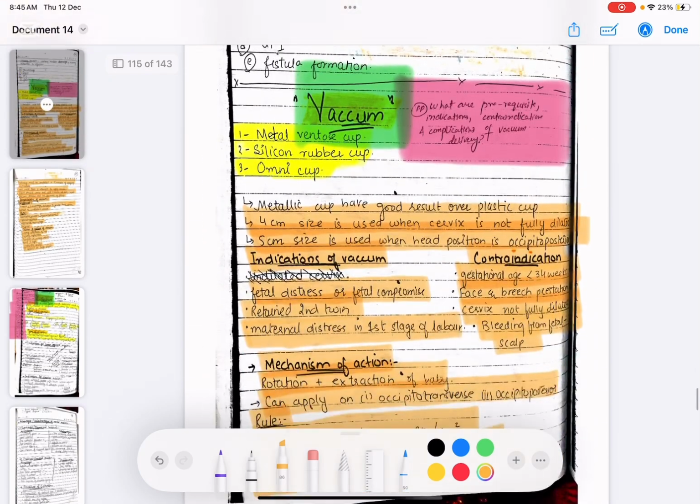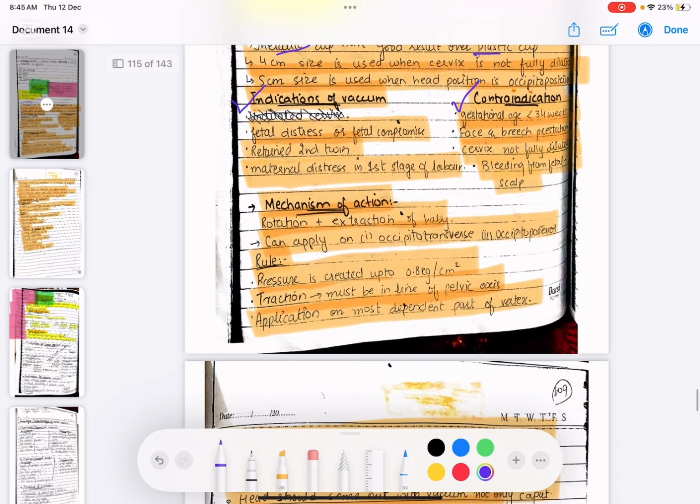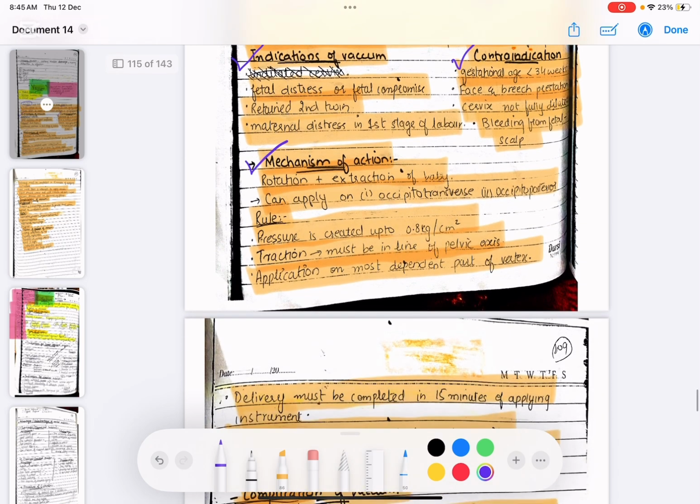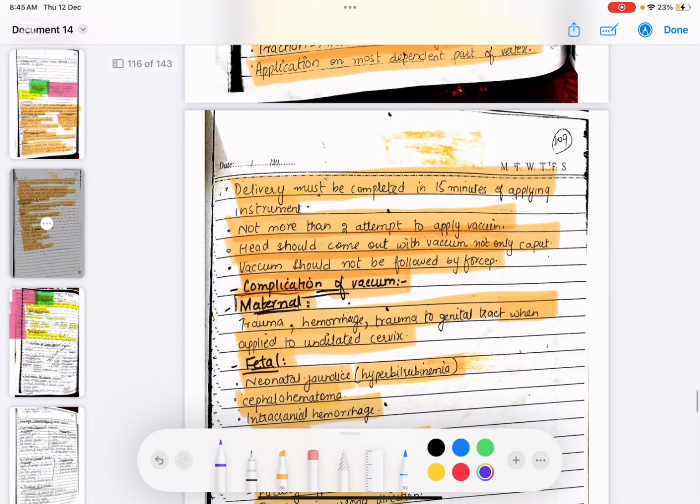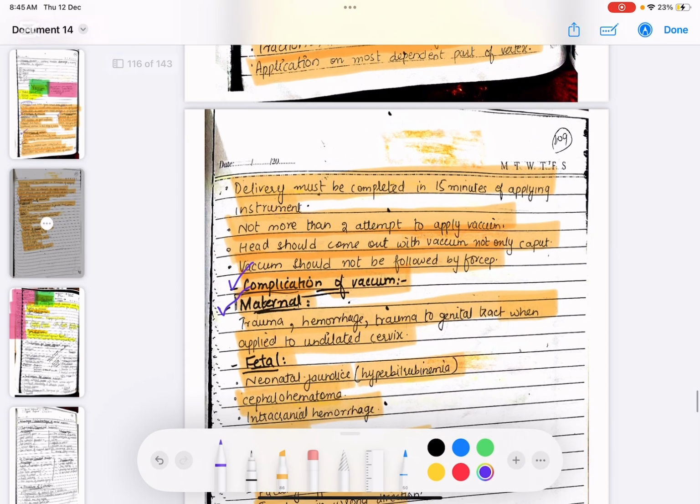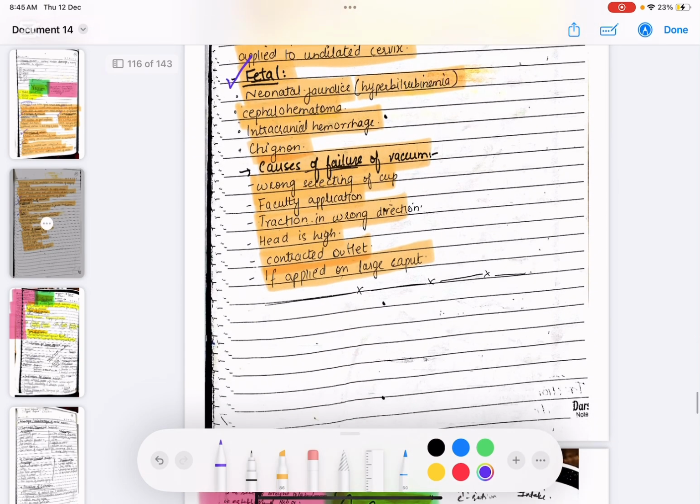So we have discussed the vacuum. Then a metallic cup is better than the plastic cup. Then we have discussed the indications of vacuum, the contraindications of vacuum, the mechanism of action, then the rules, and then the complications of the vacuum, which are maternal complications and fetal complications, and then the causes of the failure of the vacuum.